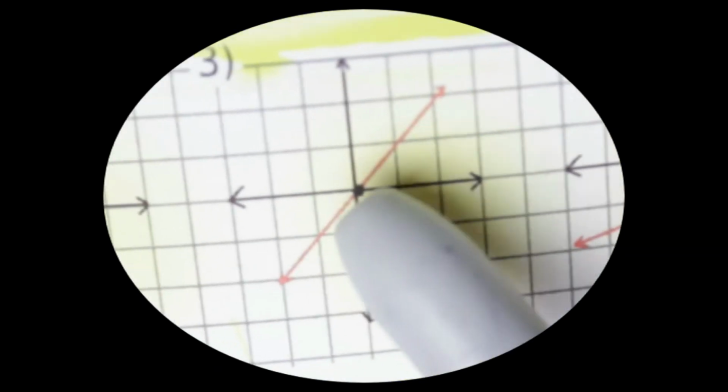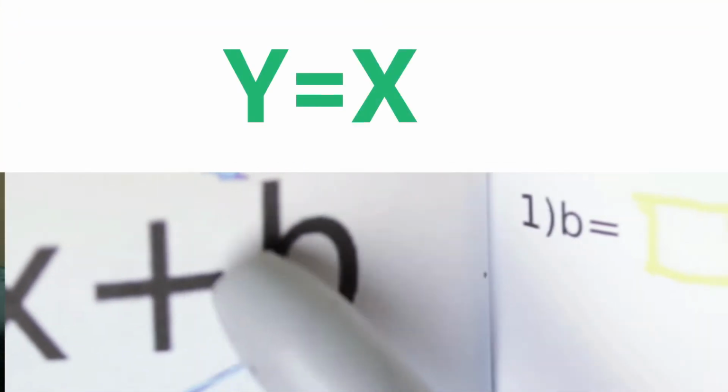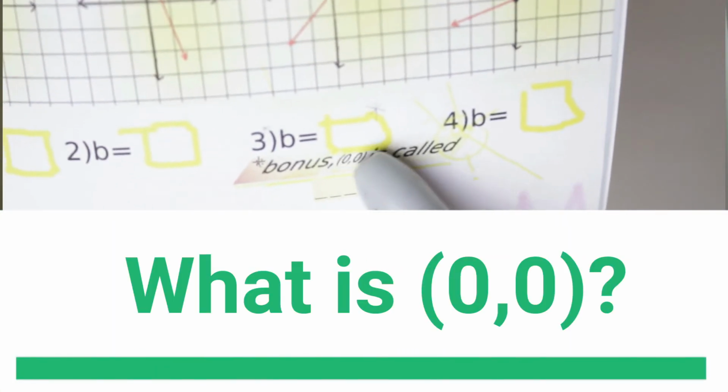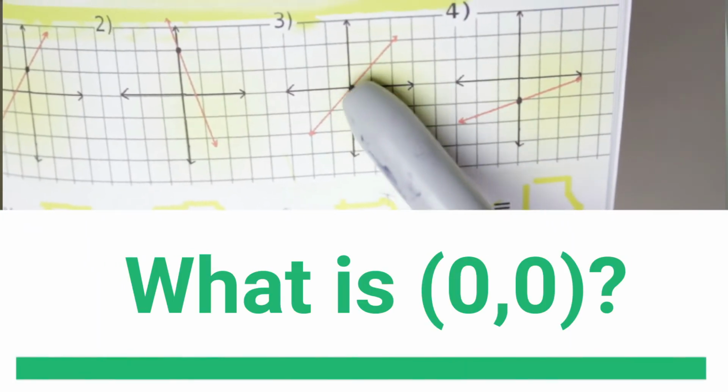All right, what do I hear? Where's it cross the y-axis? Pause it if you need to think about it. I'm going to give you the answer. 0. B equals 0. So rather than writing plus 0, you can write plus 0, but that's going to go away because anything plus 0 is the same thing. Additive identity. Bonus, what is 0, 0 called? This point 0, 0 is at the origin.